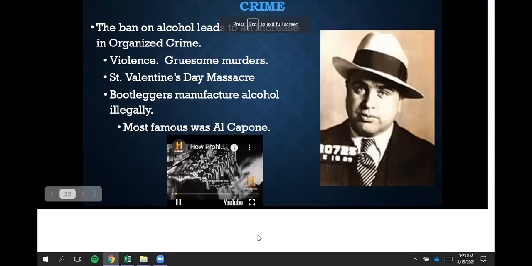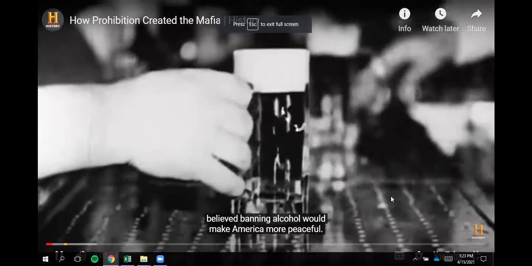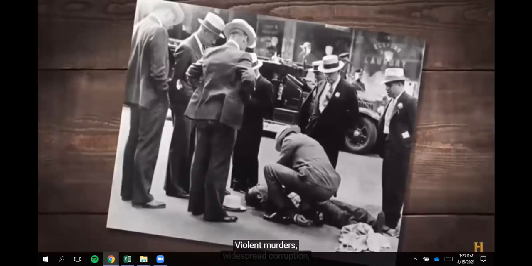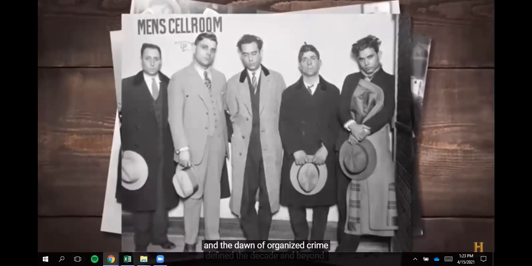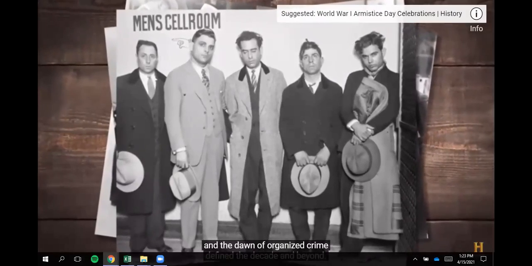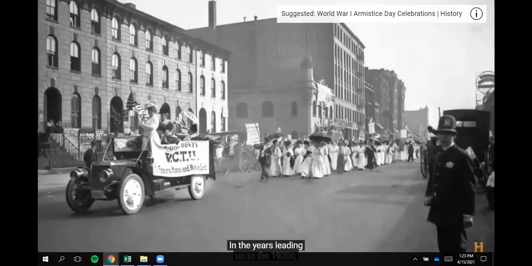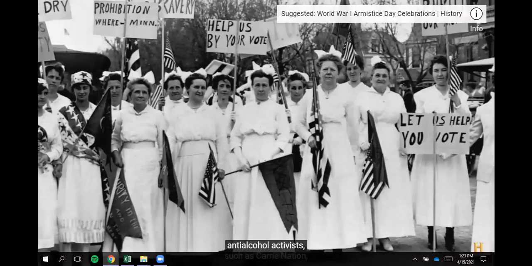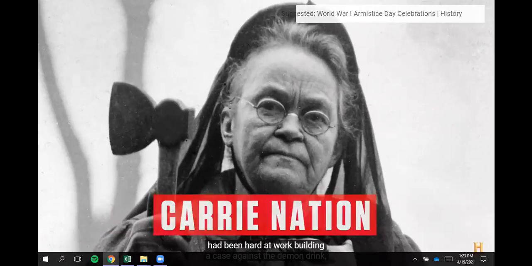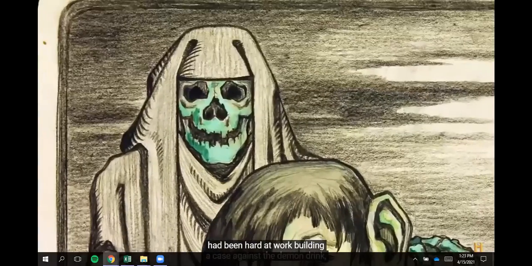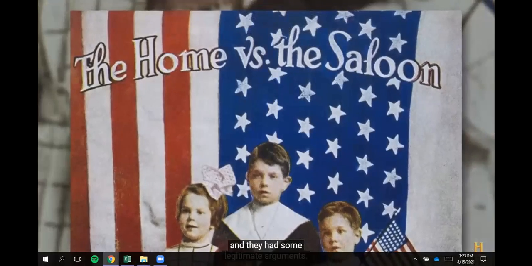Going into the 1920s, many people believed banning alcohol would make America more peaceful. They were wrong. Violent murders, widespread corruption, and the dawn of organized crime defined the decade and beyond. In the years leading up to the 1920s, anti-alcohol activists such as Carrie Nation had been hard at work building a case against the demon drink. And they had some legitimate arguments.